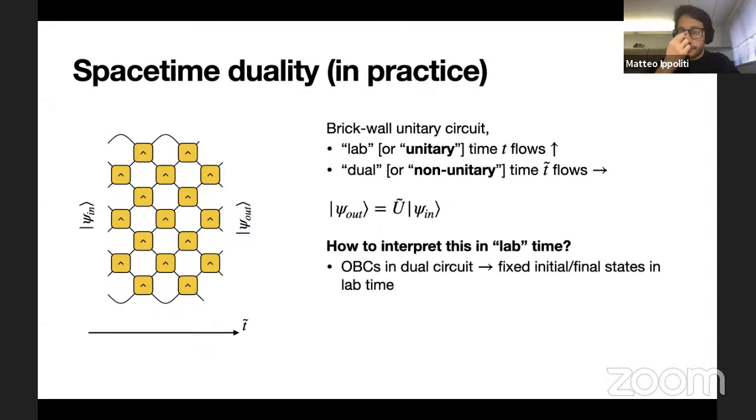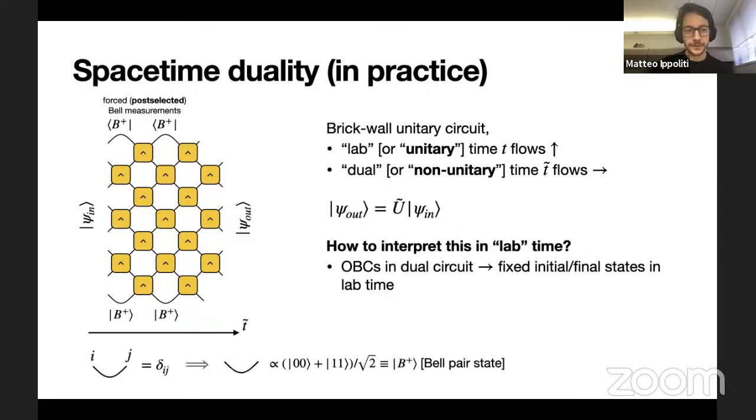Okay, so there are a couple of conceptual issues in trying to realize this. The first one is that in order to implement open boundary conditions on this sideways circuit, which will be this bottom wall and this top wall, you have to fix both the initial state and the final state in the laboratory, which is a bit tricky. So how does that work?